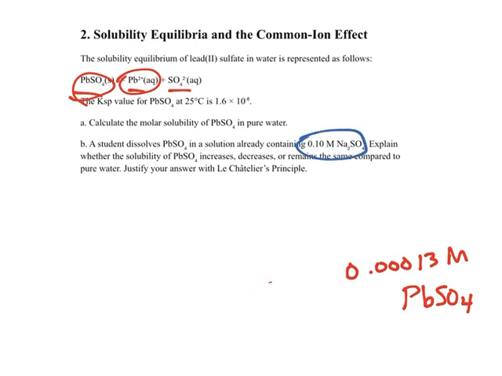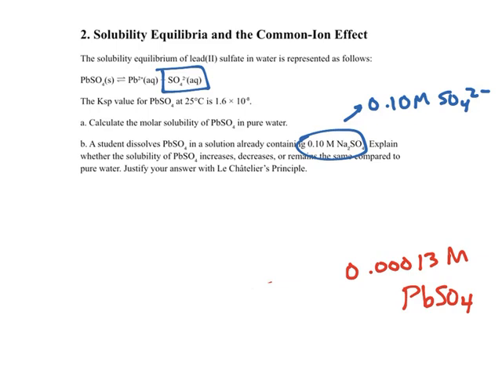Well, this 0.01 molar Na2SO4 means that there's already 0.10 molar SO4 ions in the solution. Well, think about what Le Chatelier's principle is going to do here then. You already have an increased amount of the sulfate ions in the solution. Since there's already a large amount of the product in the solution, this is going to shift this equilibrium to the left. This is the common ion effect.